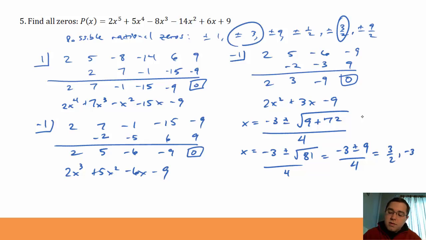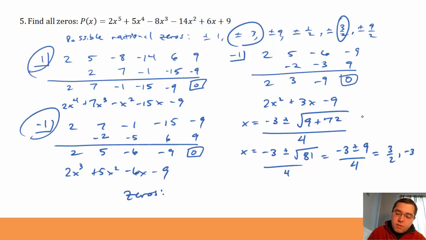So all of the zeros of this polynomial are the ones that worked when I divided by them. 1, negative 1, and negative 1 worked twice. I don't need to list it twice. But 1, negative 1, and then the ones I got from the quadratic formula, 3 halves and negative 3.